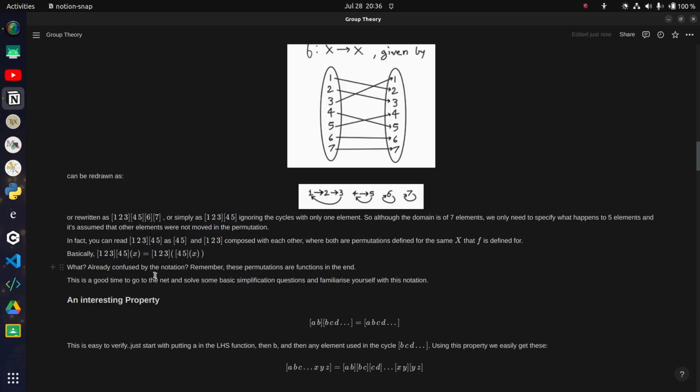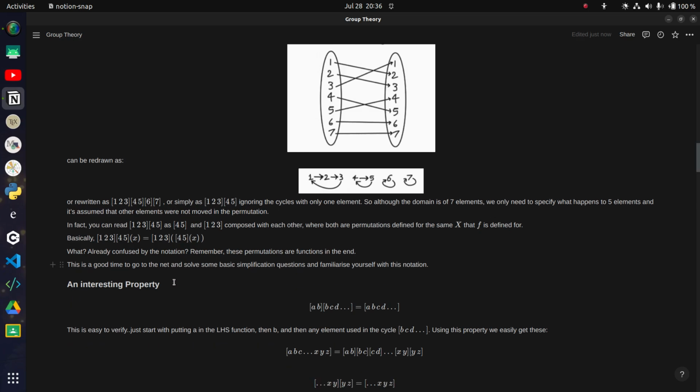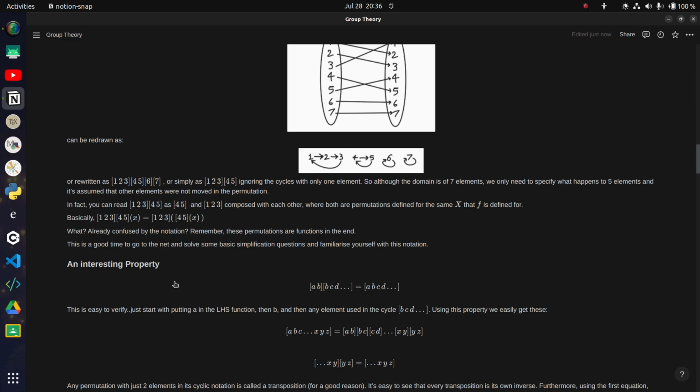So this is a good time to go on the net and solve some basic simplification questions. Once again, familiarize yourself with this notation. The way you usually simplify is by figuring out what some element is going to. So you put 1 in there and check, oh, it's going to 2. If it's going to 2 in the whole permutation, then what is 2 going to? And so on until you end with a cycle. Once the cycle is ended, you go for the next smallest element which hasn't been used in that cycle, and repeat the whole procedure, right?